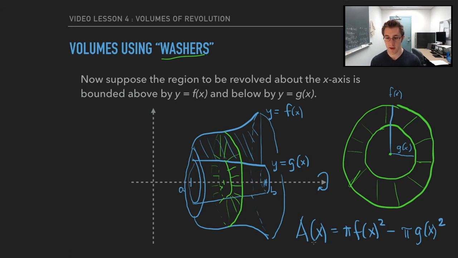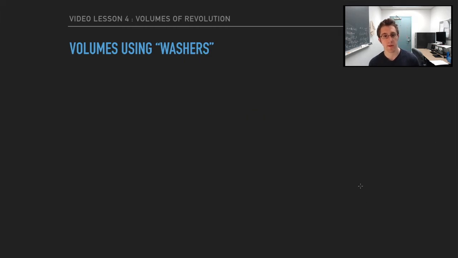Okay, and then this is the area of each slice as I'm moving from A to B. And so to find the volume of the entire object, I just integrate this function from A to B.